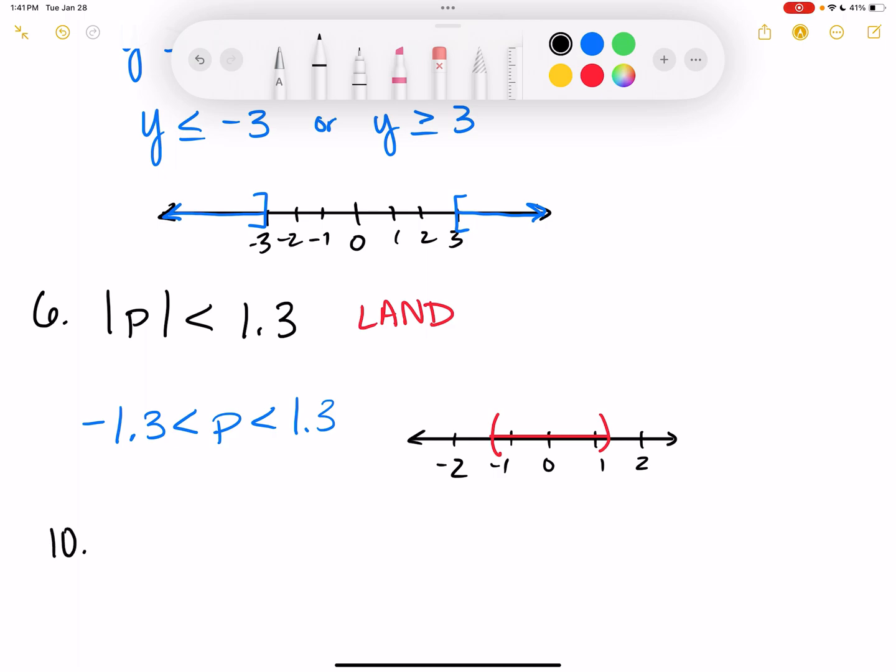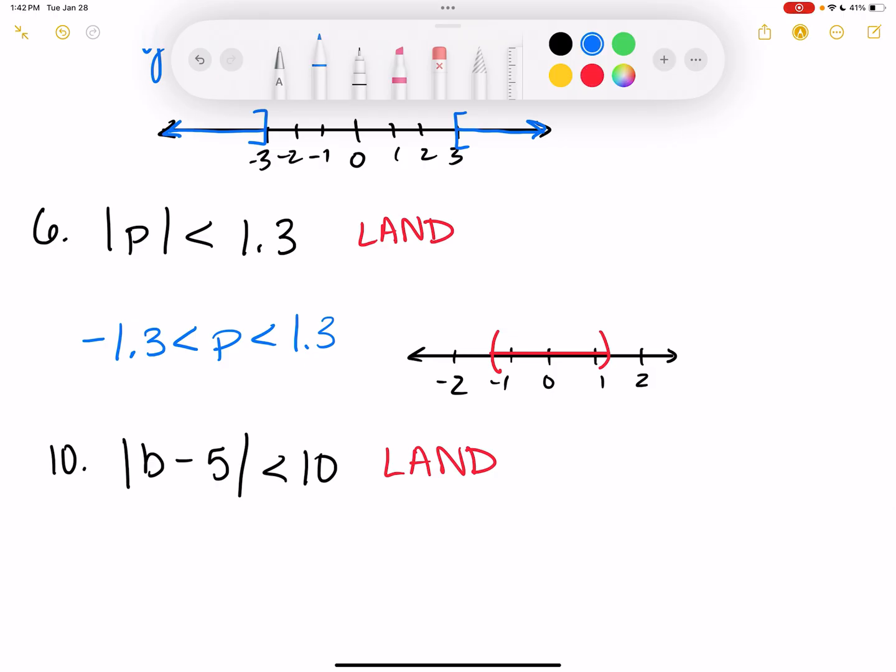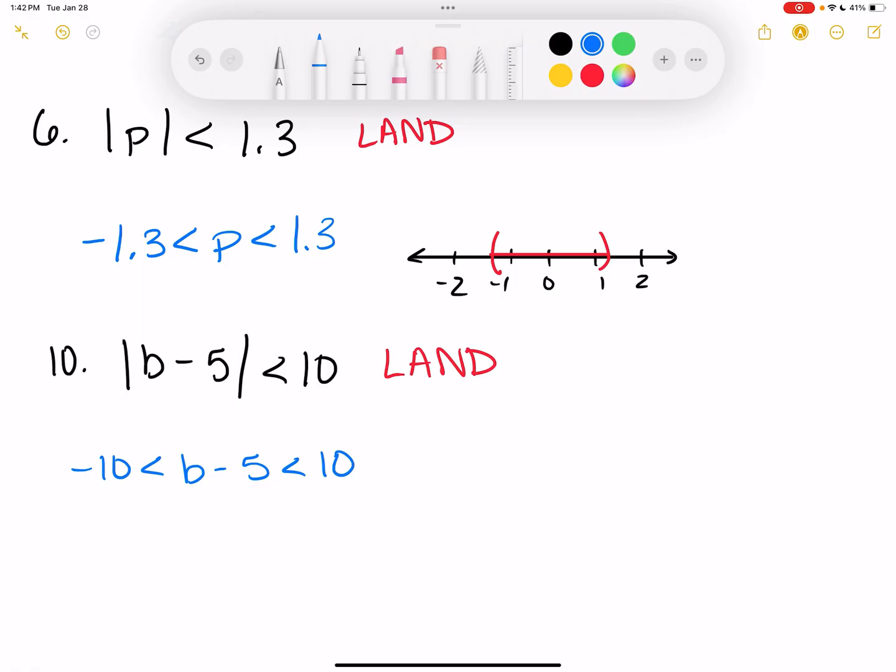So 10, the absolute value of b minus 5 is less than 10. All right, so again, this is a less than, so it's an "and" problem. So we take the number that's here, we put a negative sign on it and stick it out front. So negative 10 is less than the middle stuff here, b minus 5, is less than 10. Now, just like when we were solving these before, I want to get b by itself, so I add 5 everywhere. So that's going to give me negative 5 is less than b, less than 15.